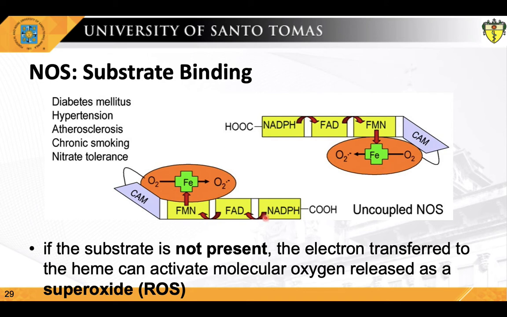However, if the substrate arginine is not present, the electron transfer to the heme can still activate molecular oxygen, which will be released as a superoxide. As you can very well see, if the substrate is not present but the nOS is active, potentially destructive reactive oxygen species may be formed. This is one of the endogenous sources of reactive oxygen-nitrogen species in the body.